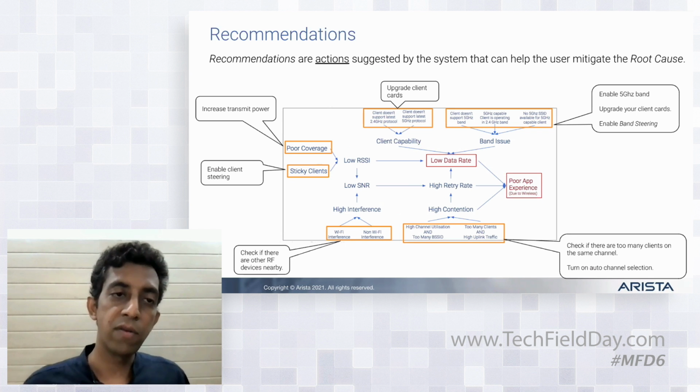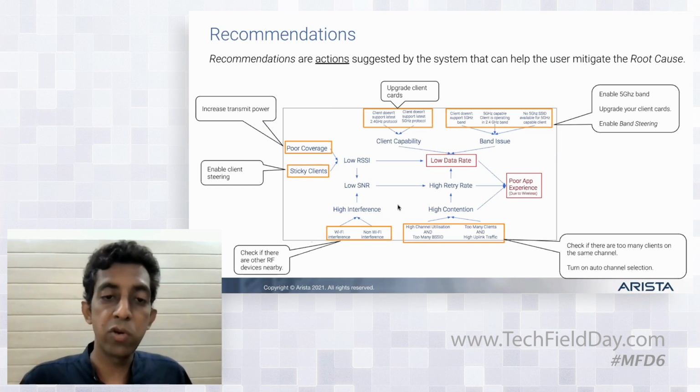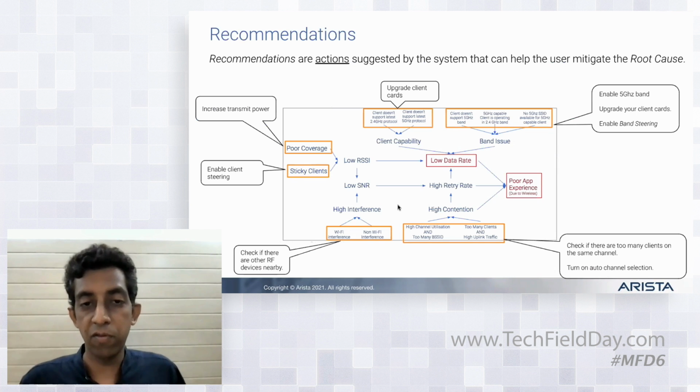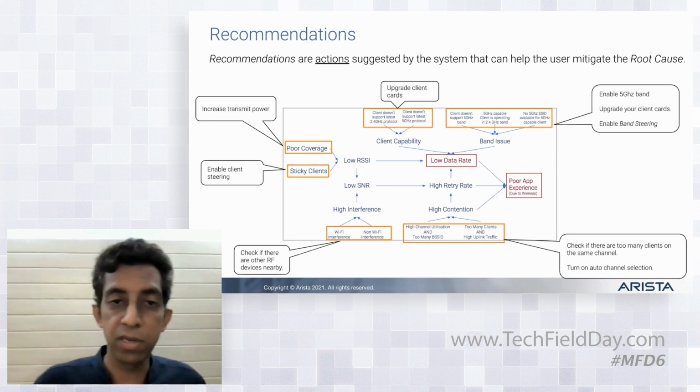So if a client is facing poor coverage, then it would recommend increasing transmit power only if it's not at the highest level, or it would recommend enabling client steering only if it is not enabled, right? So it's going to make recommendations only if you have not already followed those things. So it's going to look into the configuration as well.